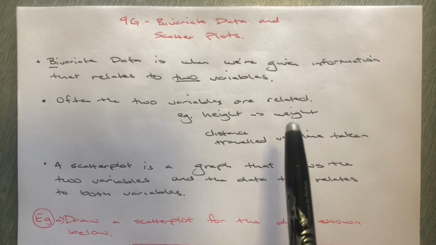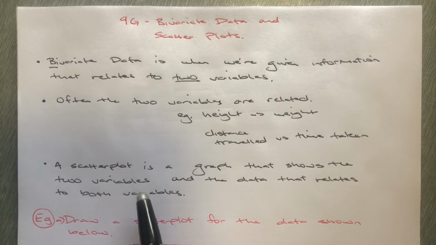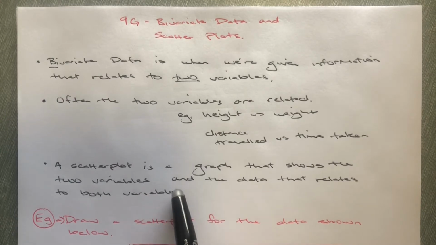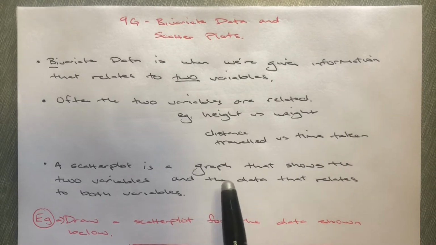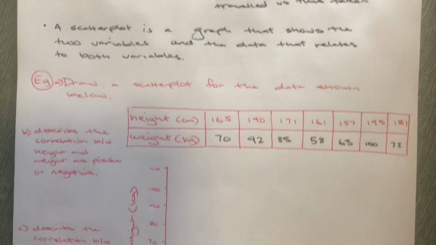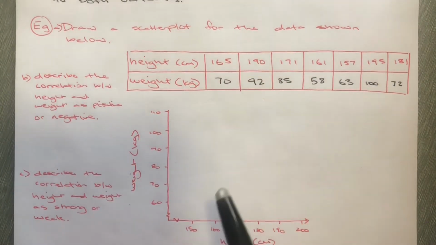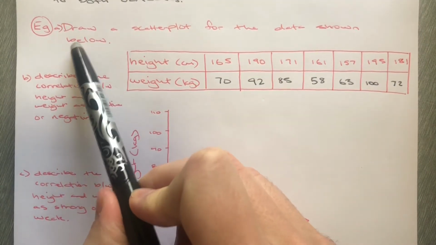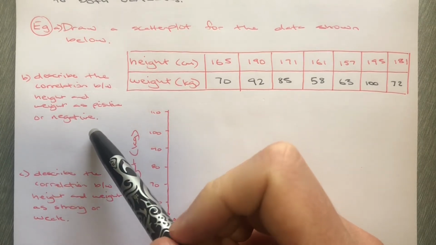Now, the second part of the title is scatterplots, which I'm going to show you soon. A scatterplot is a graph that shows the two variables and the data that relates to both of them. A scatterplot has a whole heap of dots. Each dot represents each piece of data that you've been given. This example has a few parts: A, B, and C. I just want to focus on A for now, and then we'll come back to B and C in a second.